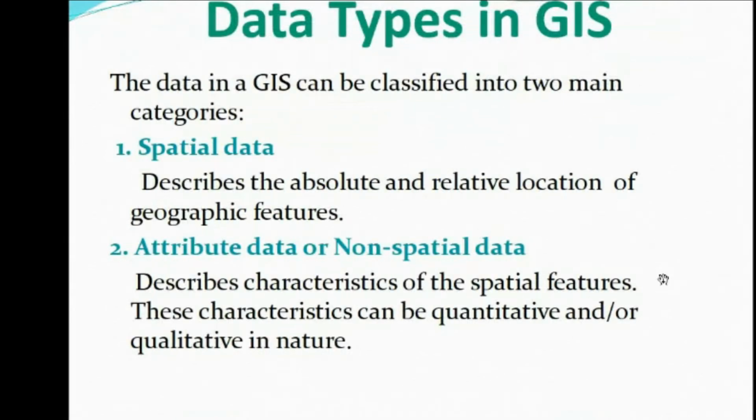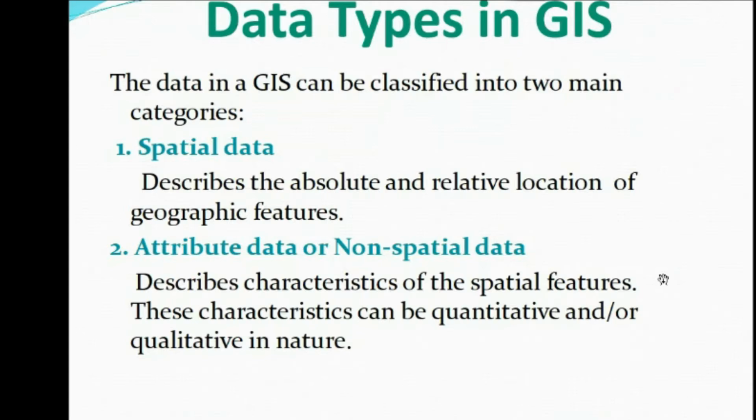In today's class, we will be continuing the discussion on GIS and its types of data. As we already discussed in the previous class, there are two types of data present in GIS, that is spatial data and attribute data. Attribute data can also be called non-spatial data.